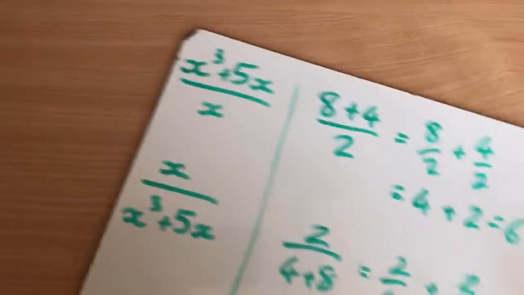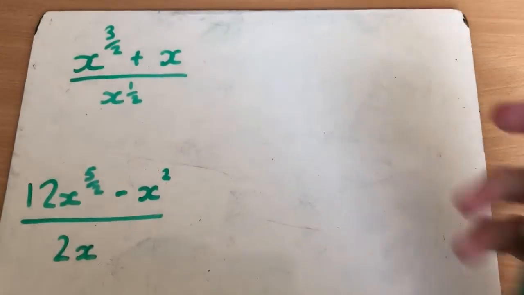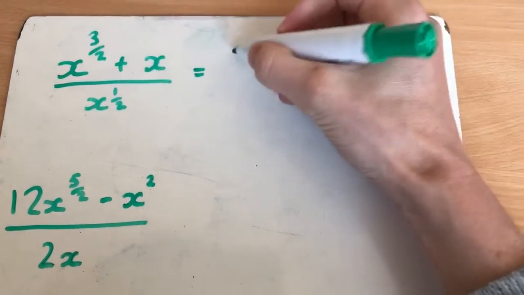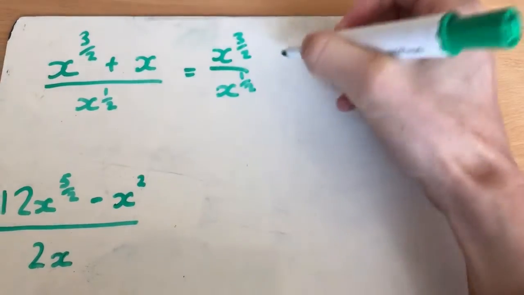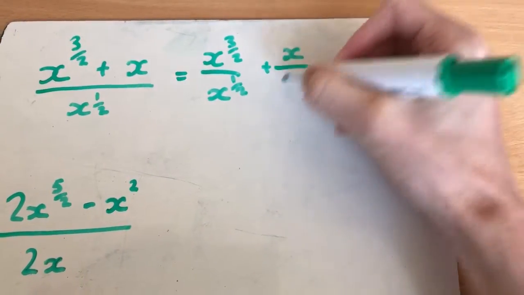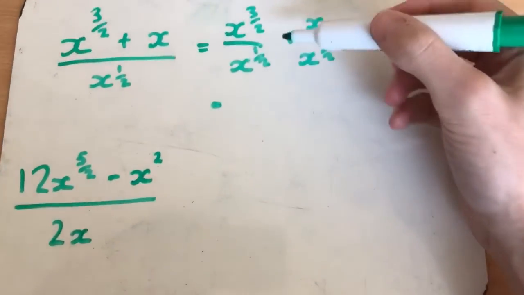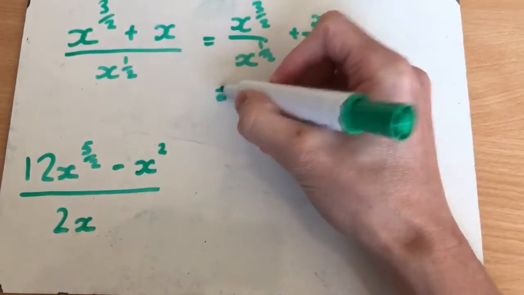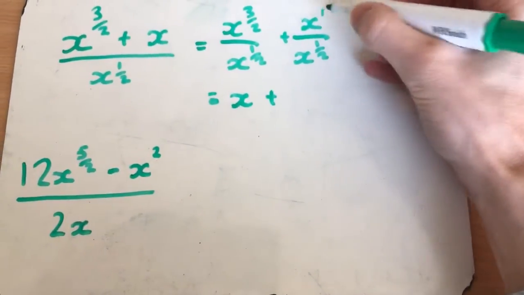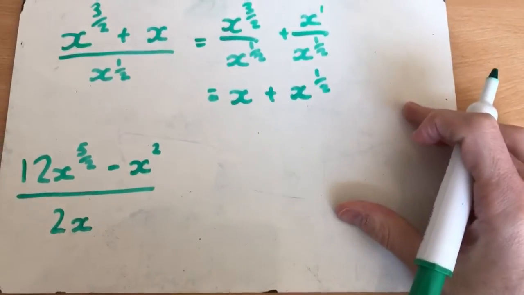So how that manifests itself is, when you look at something like this, you can separate that into two separate fractions. And then it's a case of subtracting because you're dividing. So 3/2 take away a half is 1. And then 1 take away a half is a half. So that would be your answer for that one.